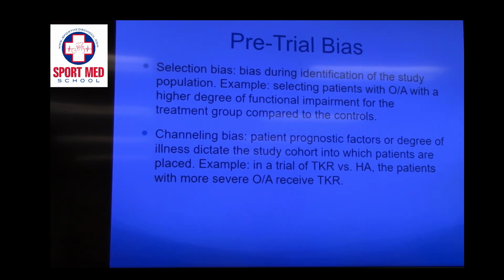And then there's also channeling bias, so patient prognostic factors or degree of illness dictate the cohort into which they fall. So let's say they were doing a trial of total knee arthroplasty versus hyaluronic acid. Patients with more severe OA might fall into the total knee replacement group because they have more severe osteoarthritis. So that could bias the results potentially as well.